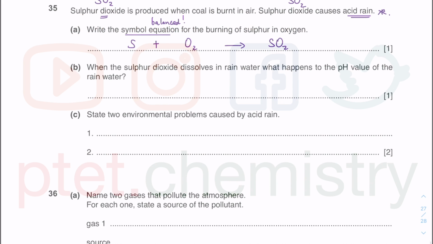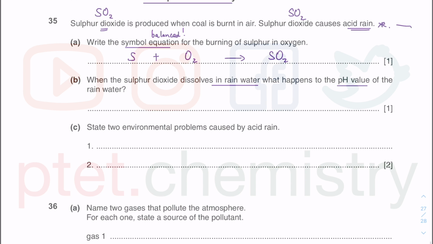Now they say when the sulfur dioxide dissolves in rainwater, what happened to the pH value of the rainwater? They give the hint there that says that SO2 forms acid rain, because the water becomes acidic. So acidic pH is pH lesser than 7. So pH value will decrease to below 7, or it will drop to below 7 because it will give you acid rain, which is strong acid.